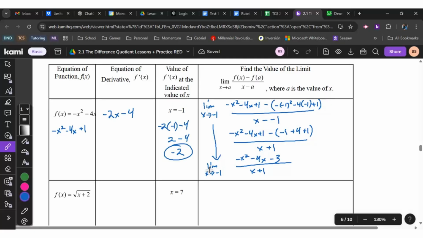Can I factor the top there? I can. So I could do the limit as x approaches negative 1 of negative 1 times. How good are you at factoring?